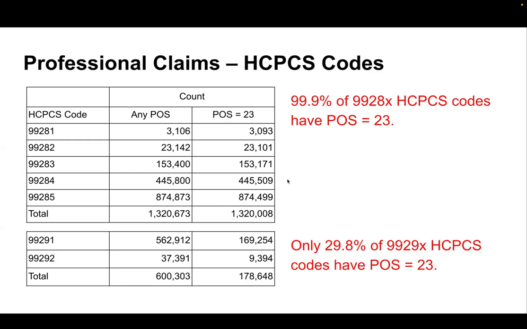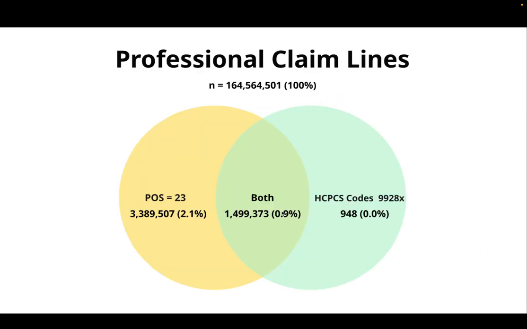On the other hand, when we look at those critical care codes, 99291 and 292, only about 30% of those codes have a place of service code equal to 23, and that makes sense. These codes are being used all over in the ICU and in other places. So when we drill into those 9928X codes, we compare the utilization of those codes to overall utilization of the place of service code when it's equal to 23. What does that look like?